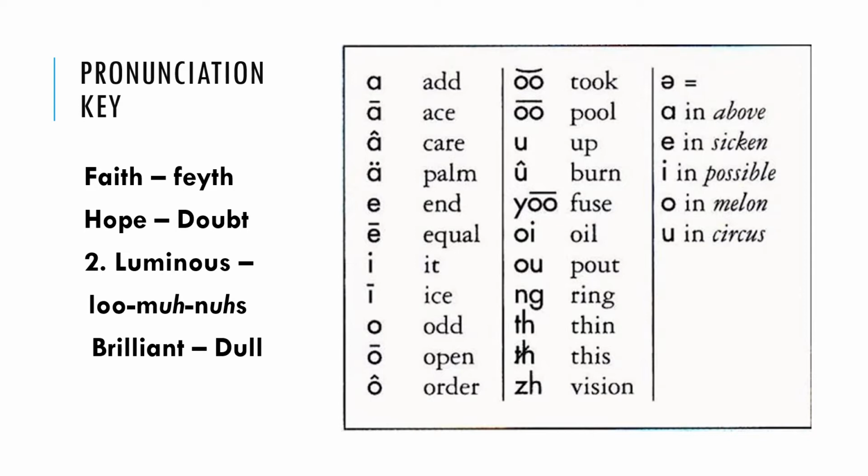Again, like F-E-Y-T-H, the A-A, instead of you hearing that A-I. Hope is another synonym, and then doubt would be the antonym. Second word is luminous, and the pronunciation luminous. Synonym would be brilliant, and an antonym would be dull.